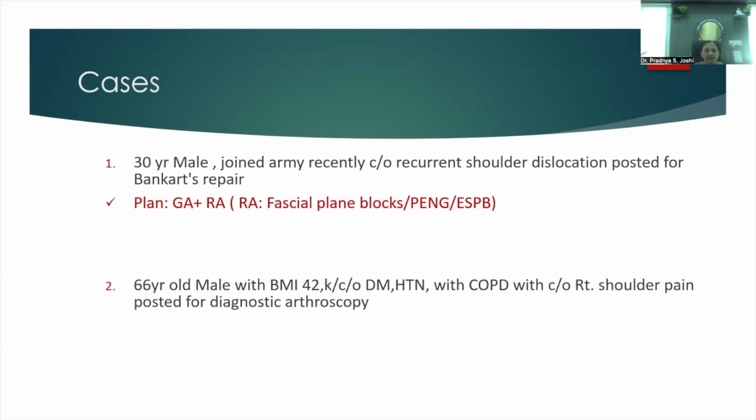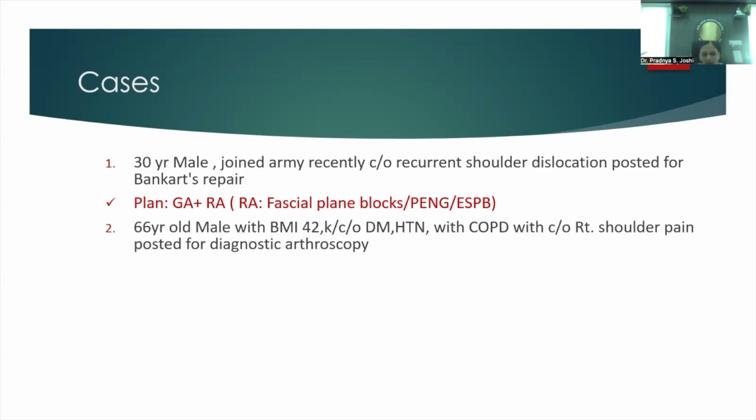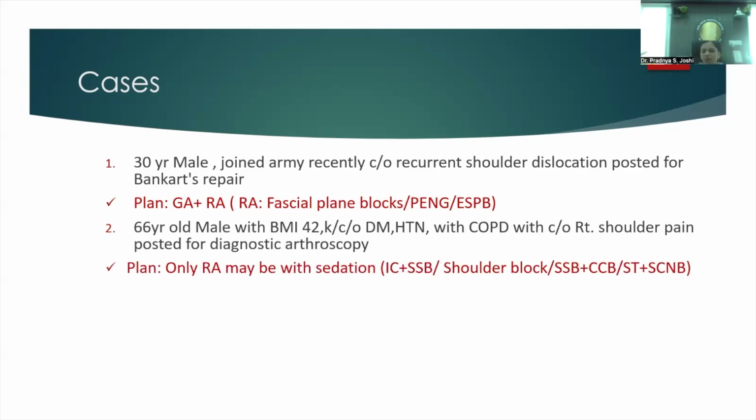In the second case, a 66-year-old male with multiple comorbidities like diabetes, hypertension, and COPD, who presented to us with right shoulder dislocation and is posted for the diagnostic arthroscopy, I will prefer only regional anesthesia as an anesthetic block, that may or may not be with sedation, considering all other comorbidities. So this is the patient who should be done under regional anesthesia.